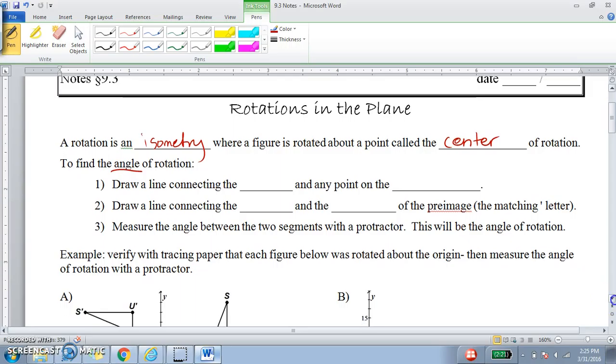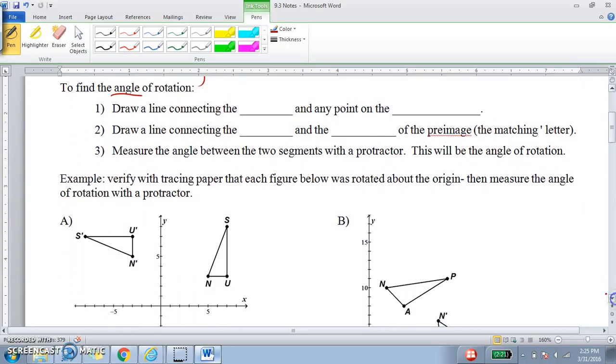So to find that, in class we're actually going to use protractors and measure these angles, but I can't use a protractor on this video, so we'll do the best we can. But to do that, you're going to draw a line connecting the center and any point on the image. So the image is the second or the resulting shape, and then you're going to connect the center to the corresponding point on the pre-image, so the matching prime letter, so A and A prime, for example.